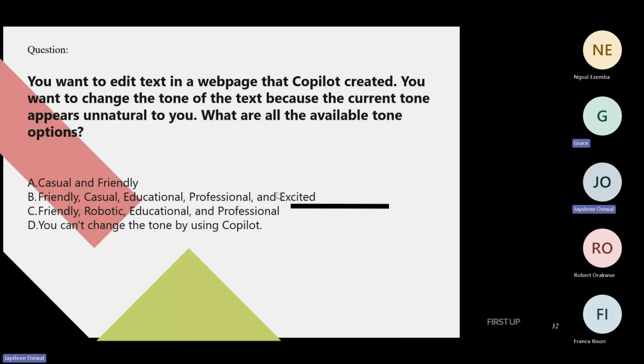So I would say, of course, B is the correct answer. So we were able to see there that friendly, casual, educational, professional, and excited tones were available over there, and we were able to select, and accordingly, our text was getting changed.